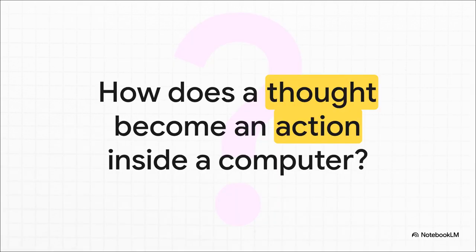Right, so this is the central question, isn't it? How does an abstract idea, something you type like "play this song," turn into, well, anything? How does it become a real action inside the circuits of a processor? That's the journey we're taking today, step by step.